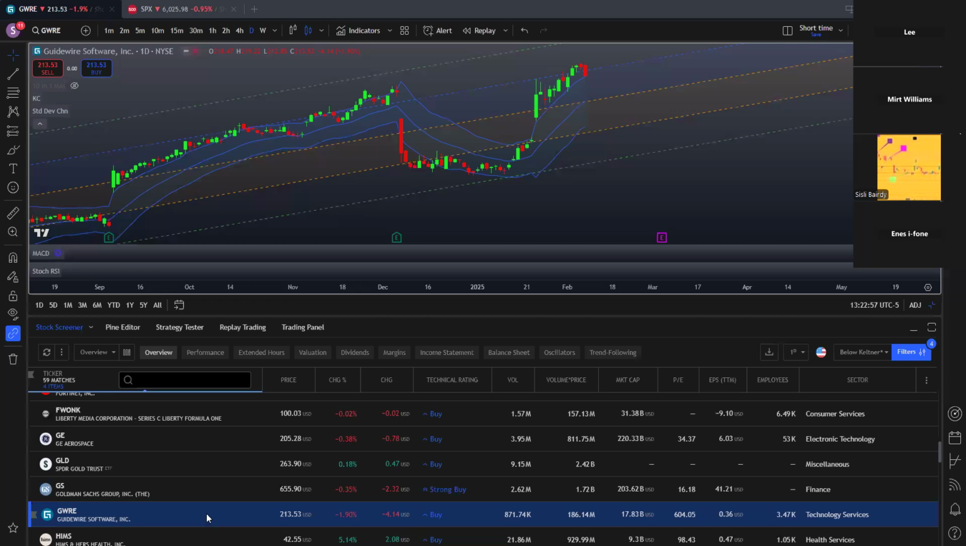Oh, this one looks ready. GWRE. That one, that's a strong red candle right there. Nice pivot coming over. Looks like that wants to come back in as well.